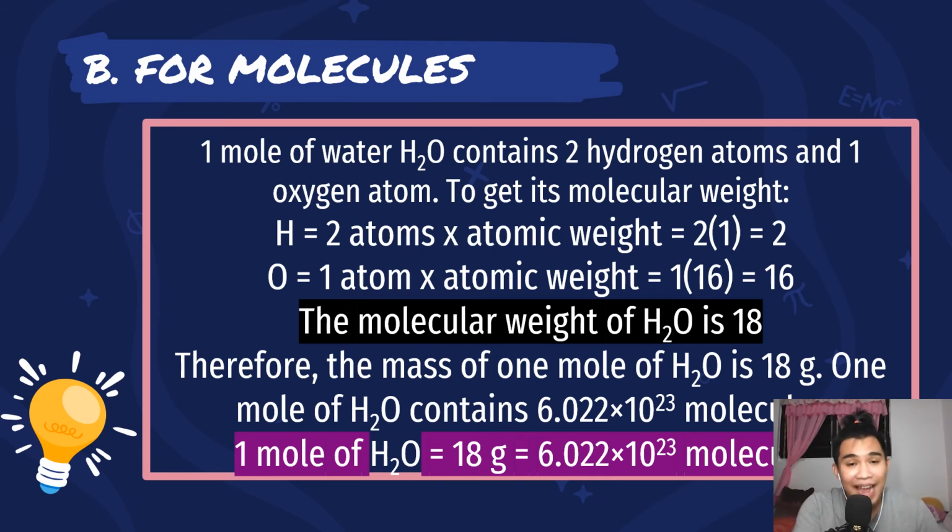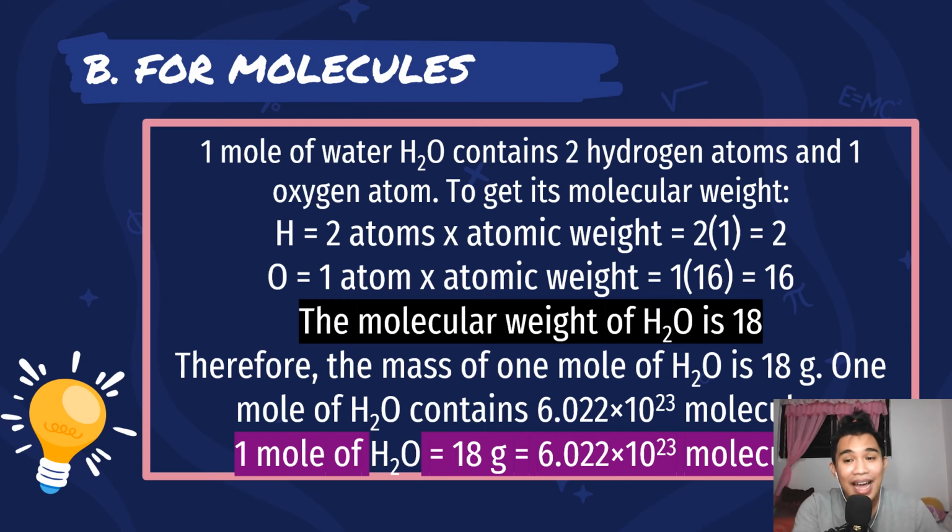Therefore, the mass of 1 mole of H2O, or water, is 18 grams. 1 mole of H2O contains 6.022 times 10 raised to the power of 23 molecules. From that, we can represent this as 1 mole of H2O is equal to 18 grams, and it is equal to 6.022 times 10 raised to the power of 23 molecules.